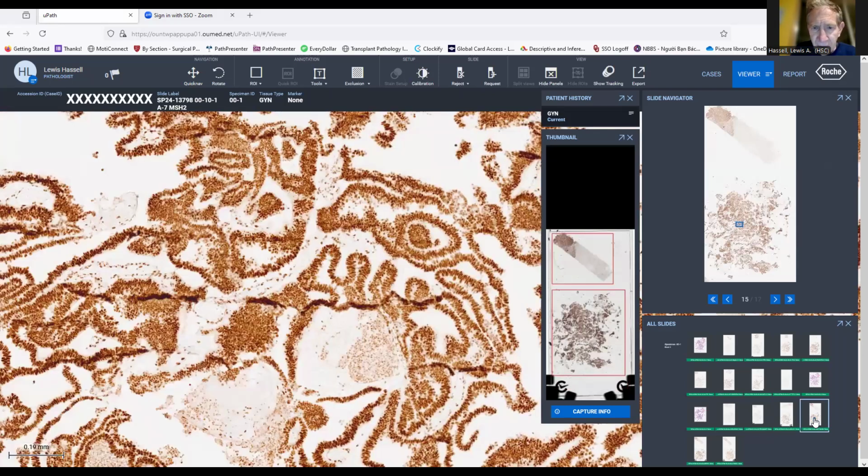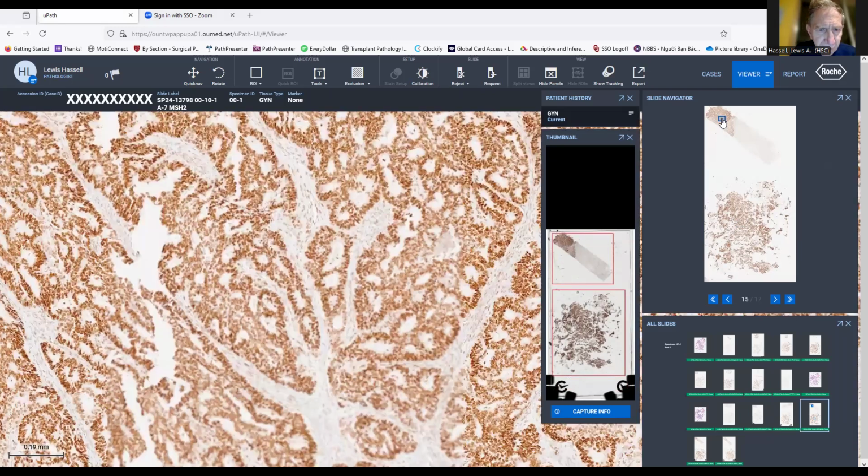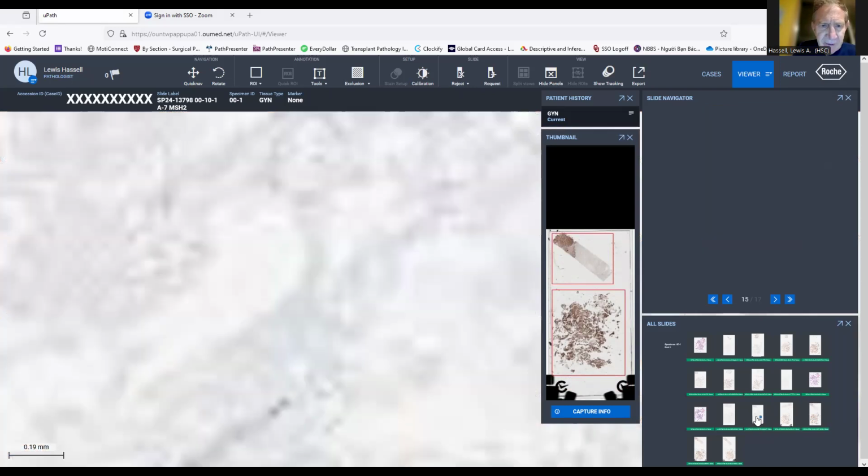Let's check what our control tissue is here. Oh, excuse me, this is not what I want to show right now. Because of the possibility of endometrial carcinoma, I did immediate MMR testing, and that was all intact as well.